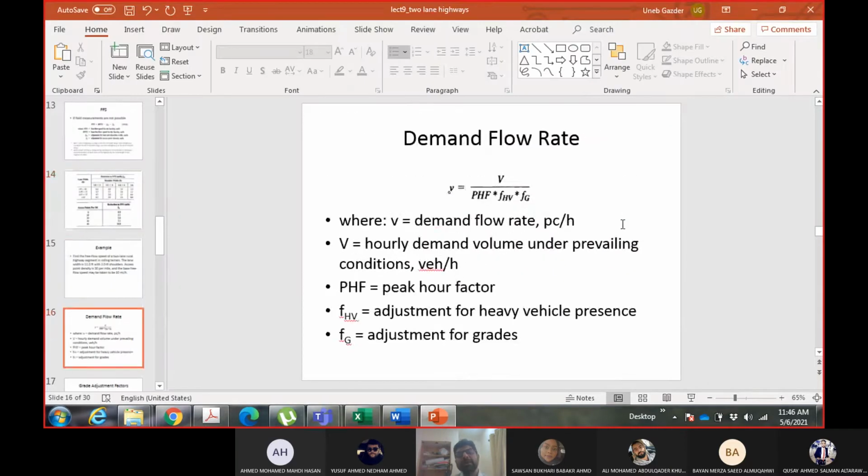Okay, the other thing which you need to calculate for calculating the level of service is the demand flow rate. So you take volume for any direction, divide by peak hour factor, divide by heavy vehicle adjustment factor, and divide by the gradient factor. So we know about volume, peak hour factor, and heavy vehicle adjustment factor. Let us see the tables for the adjustment factor for gradient.